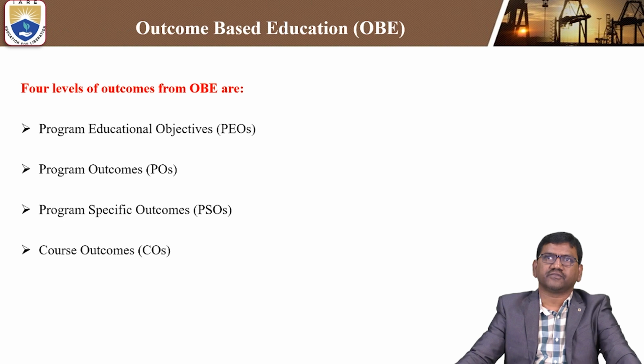The four levels of outcomes from OBE are program educational objectives (PEOs), program outcomes (POs), program specific outcomes (PSOs), and course outcomes, which are COs. So these are the four levels of outcomes from outcome based education: PEOs, program educational objectives, POs, program outcomes, PSOs, program specific outcomes, and course outcomes, COs.